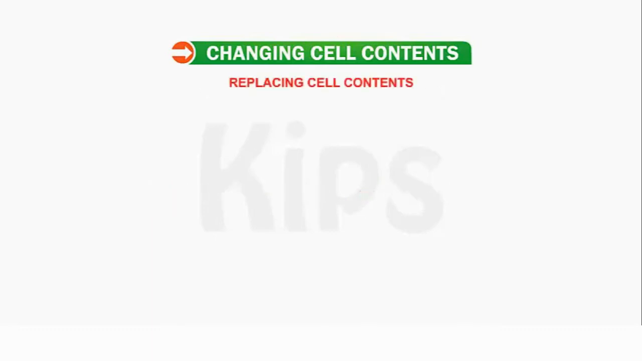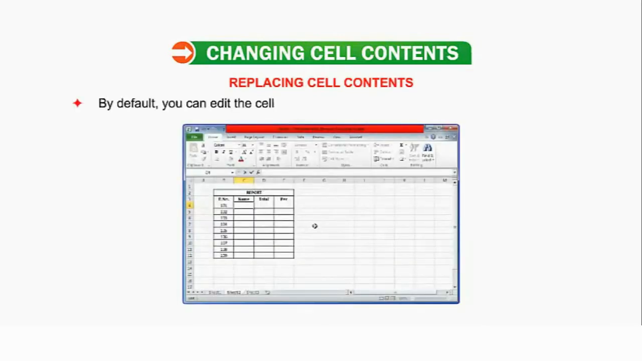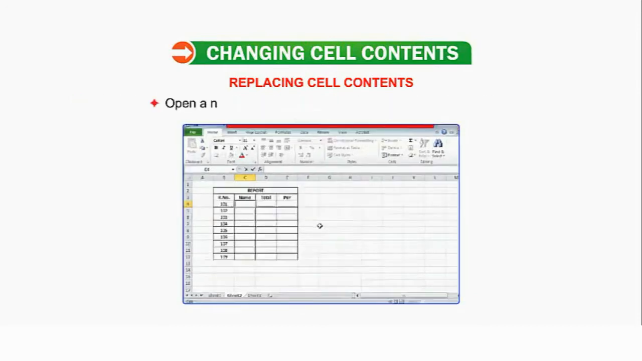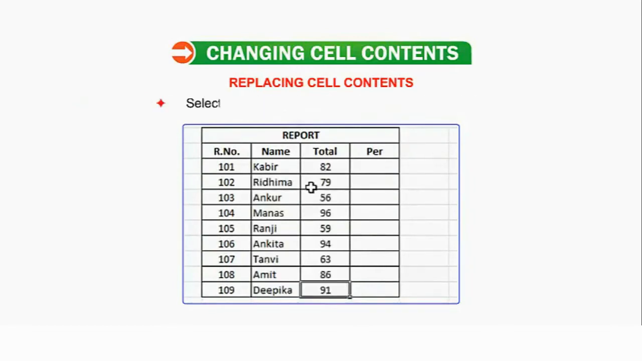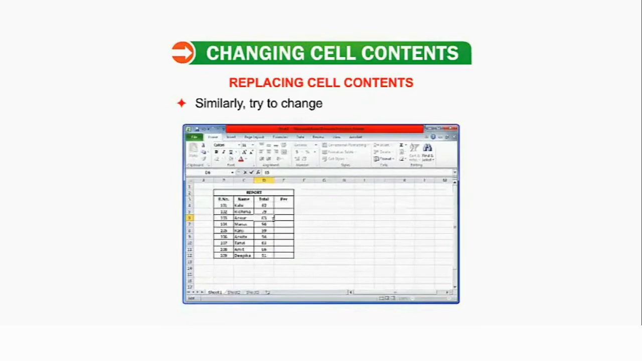Replacing cell contents. By default, you can edit the cell contents directly and replace them with a new entry. Open a new worksheet and type in the data as shown in figure. Select the cell D6 whose content has to be changed. Now type 65 in that cell and press the enter key. Note that the previous value 56 is replaced with 65. Similarly, try to change the content of other cells.